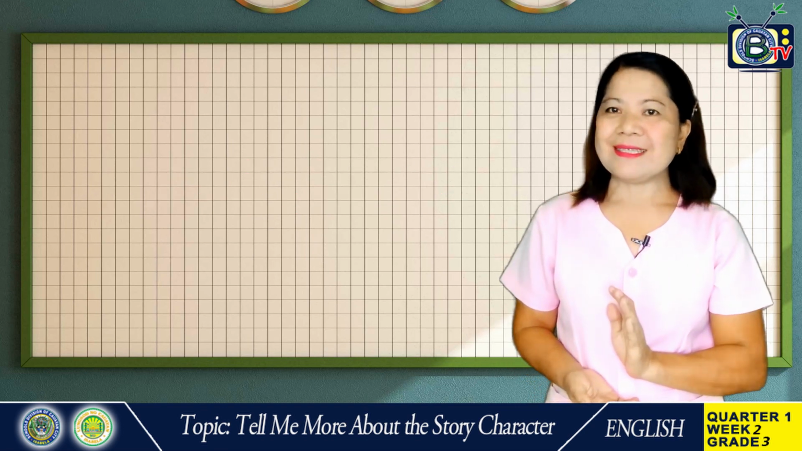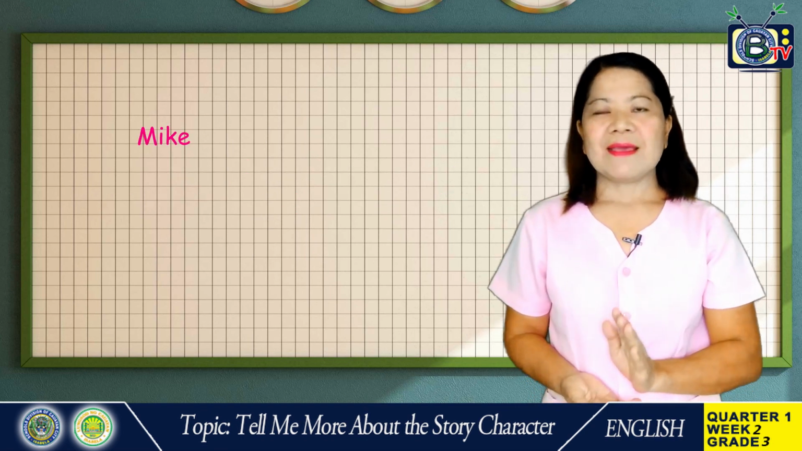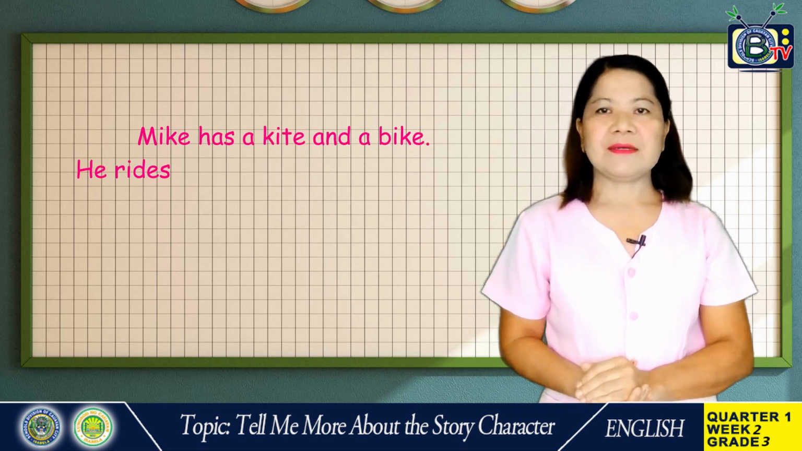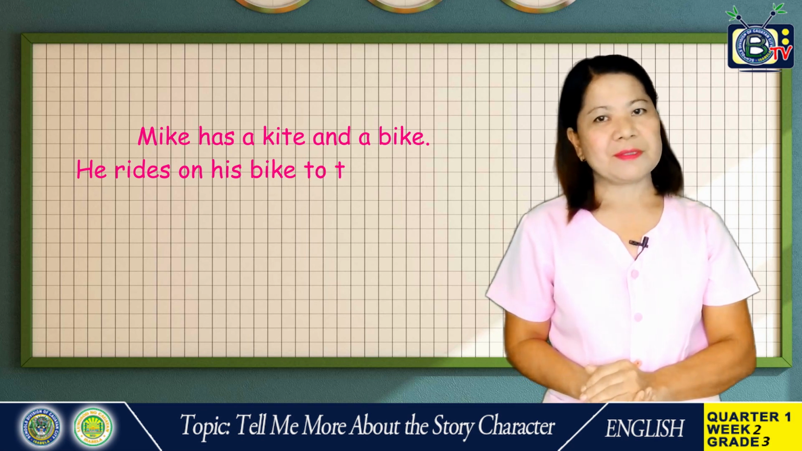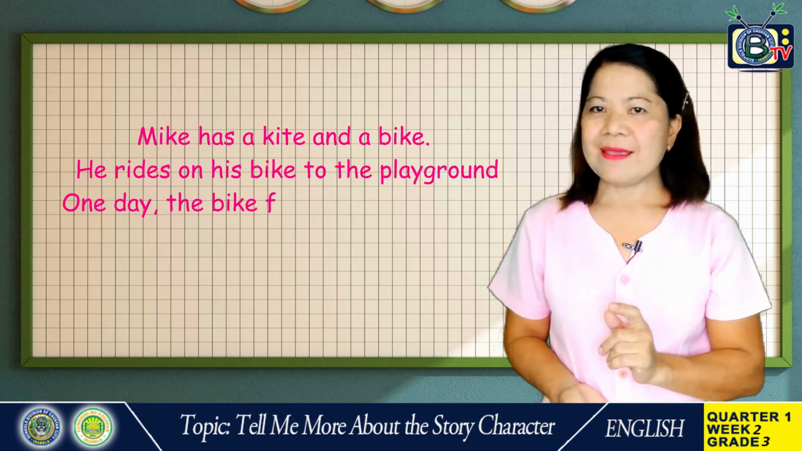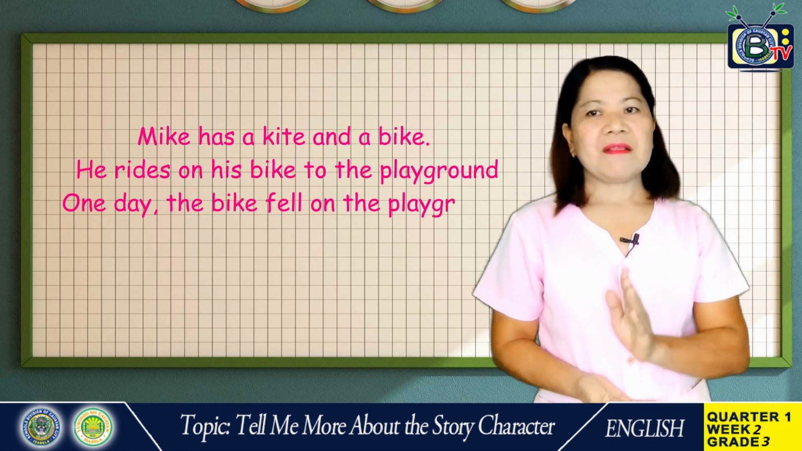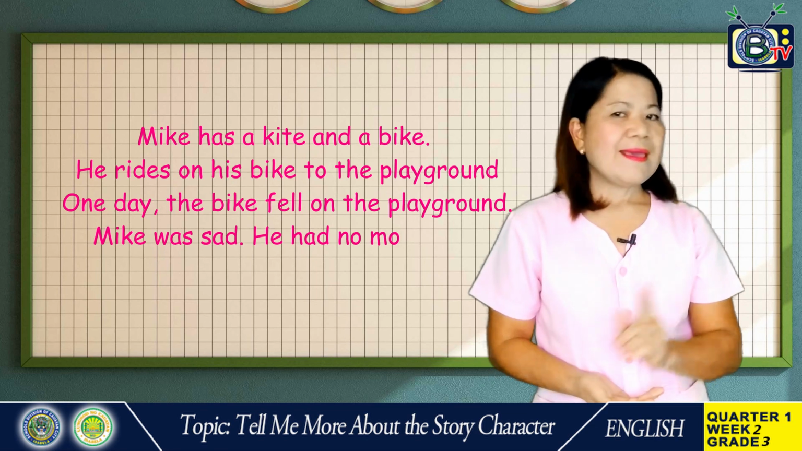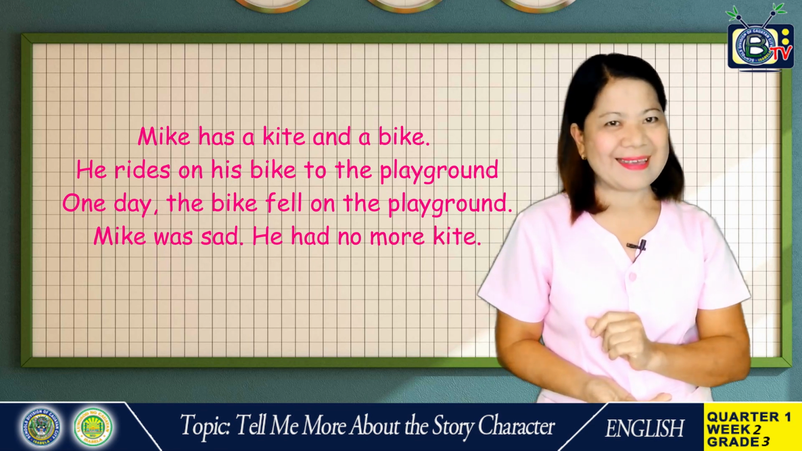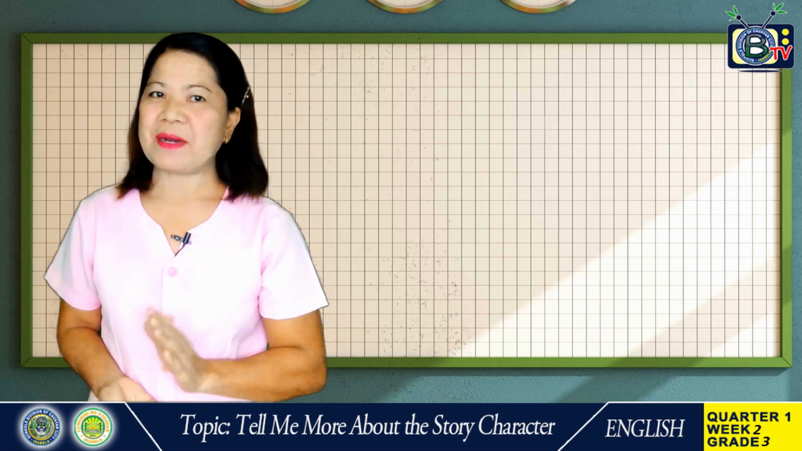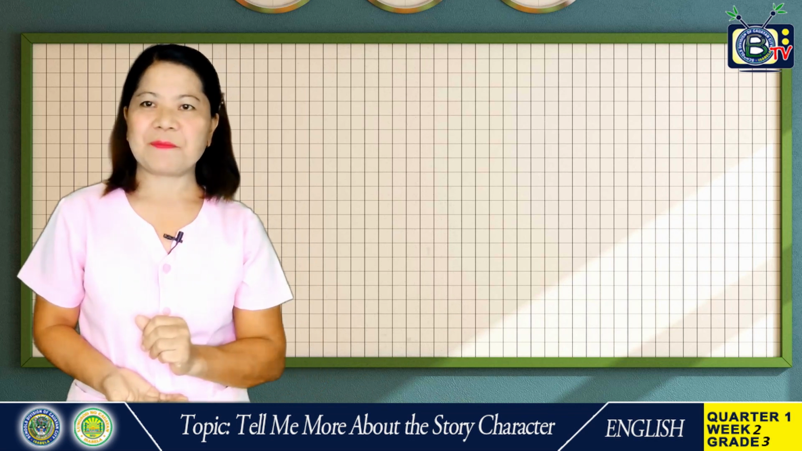The story is, Mike has a kite and a bike. He rides on his bike to the playground. He flies his kite. One day, the kite fell on the playground. Mike was sad. He has no more kite. Let's answer the questions about the story that you have read.